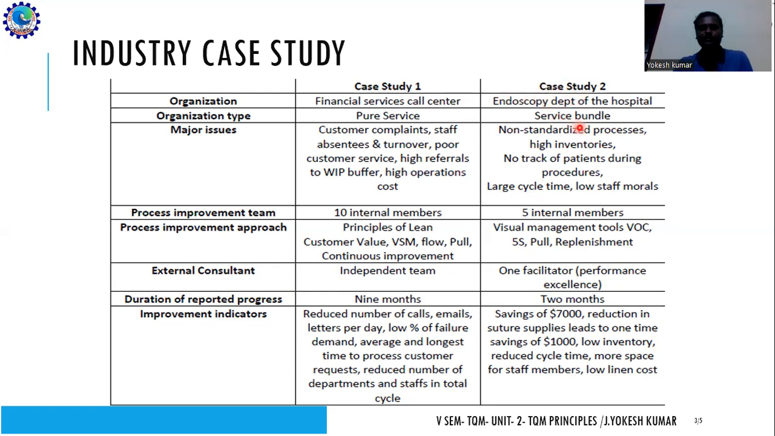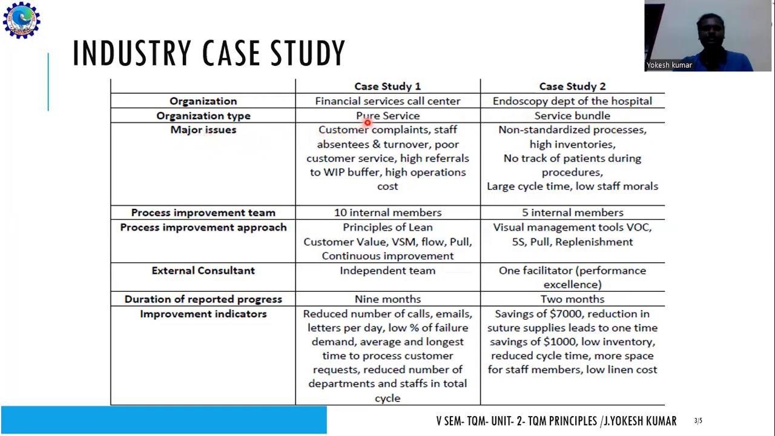It is a purely service related industry. In the hospital, there are many departments. Specifically, I have listed the endoscopy department, because a lot of problems are there in the endoscopy department of that hospital. So the organization type under case study one is pure service, and the second case study is service bundle.